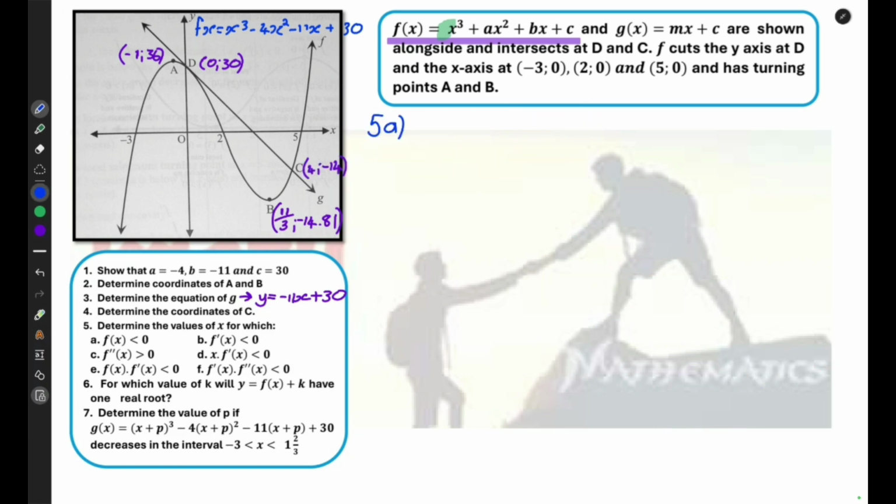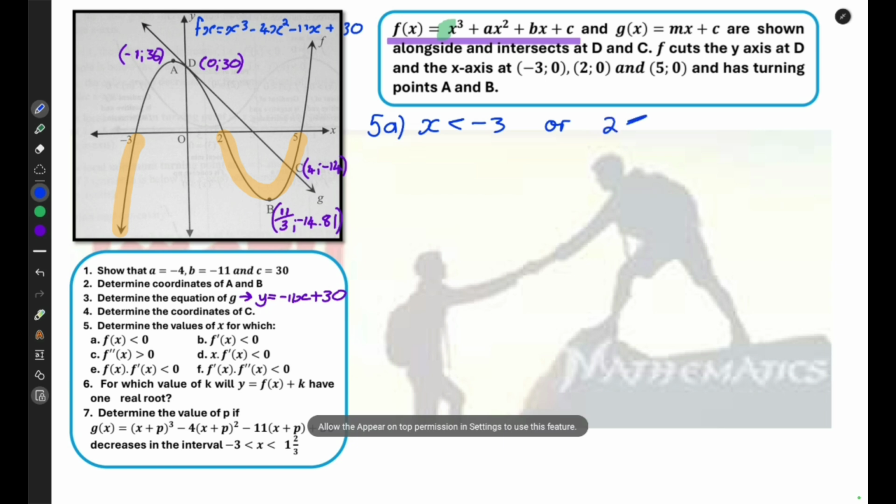So now we get to the inequalities. Determine the values of x for which f(x) would be less than 0. So like we said in the previous screen, f(x) is representative of the y values. So they're just asking me, where does this graph go below the x-axis? Where is y negative? And I can see it's less than minus 3. So x is smaller than minus 3. Or x is between 2 and 5. So I'm just going to write x lies between 2 and 5. Now, I'm not including any of them because the question didn't include them.